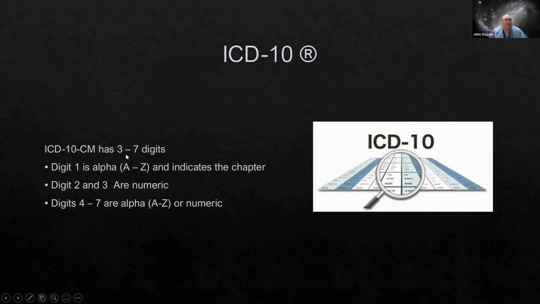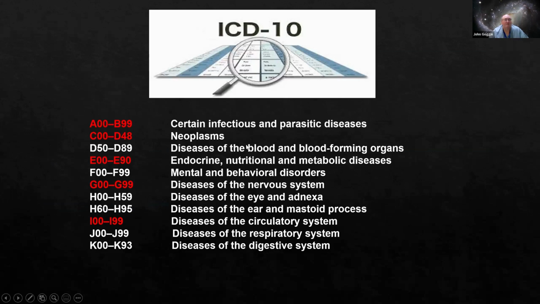ICD-10 is 3 to 7 digits long. The first digit is always a letter, and it'll tell you what chapter of the ICD-10 book, so to speak, it is in. Again, most people are using computers to look these up, but it's still broken down that way. Digits 2 and 3 are always numbers, and then 4 through 7 can be letters or numbers. And this is just kind of a quick look at the various chapters.